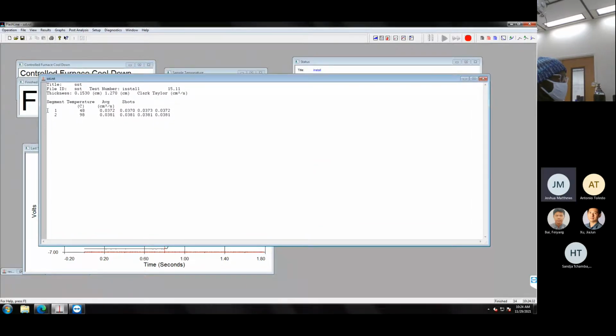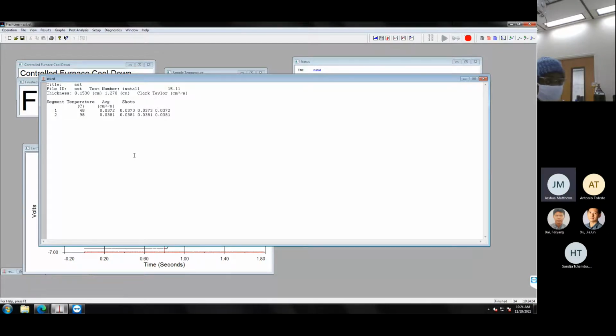Again, we have our segment and our temperature, the average diffusivity for the 3 shots that were taken. So these 3 shots, it was shot 3 times. It's pretty consistent, and it takes the average of those shots and gives you the average here for each temperature segment. Does that make sense?